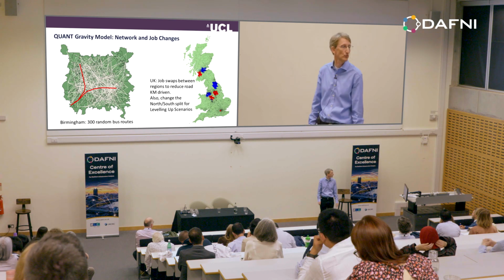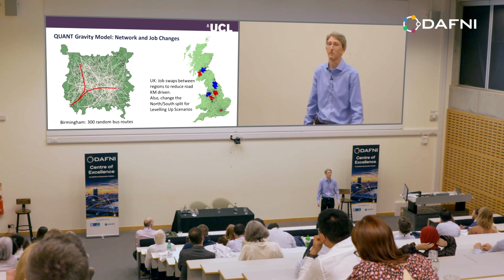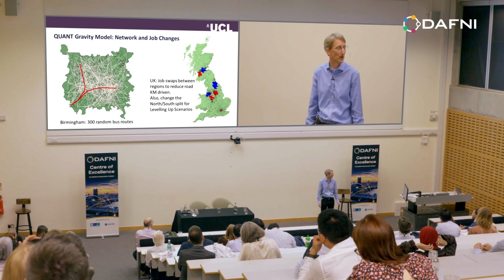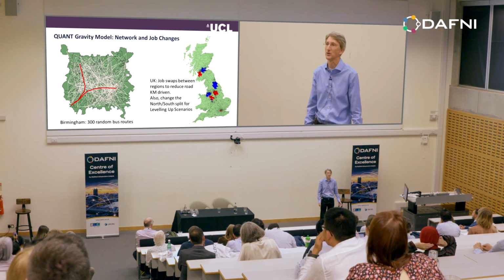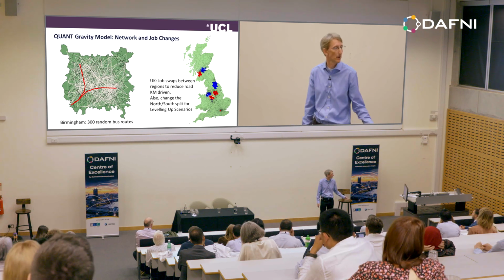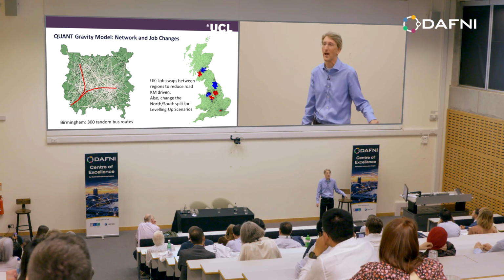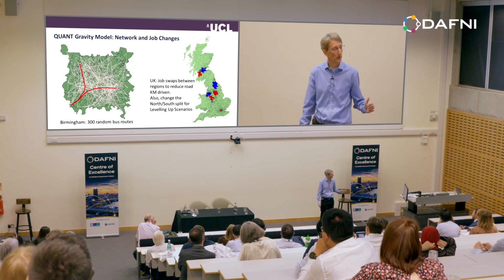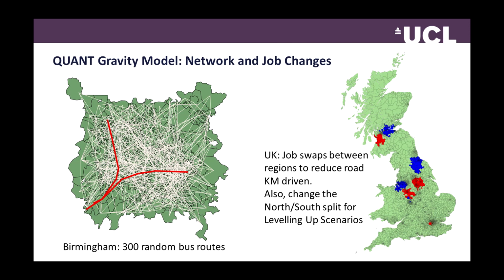So here we've done 300 random bus routes. These are just random bus routes to see how much impact we can generate. The white lines are the random routes, and they're basically ribbon networks. I've picked out two of them in red, just so you can see what they look like individually. One goes under the centre and one goes to the left of the centre. So those are network scenarios that we can analyse. The other one is basically just job swaps. So the idea is you swap the numbers of jobs so that you swap people around to reduce the amount of distance that they're travelling and try and improve your carbon budget. But you can also do it for levelling up scenarios.